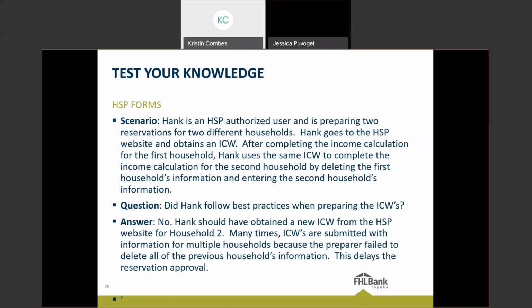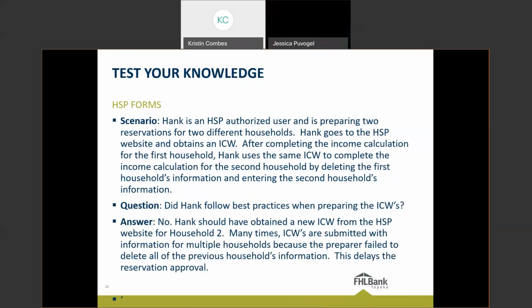No. Hank should have obtained a new ICW from the HSP website for the second household. Many times, ICWs are submitted with information from multiple households because the preparer failed to delete all of the previous household's information. This delays reservation approval.